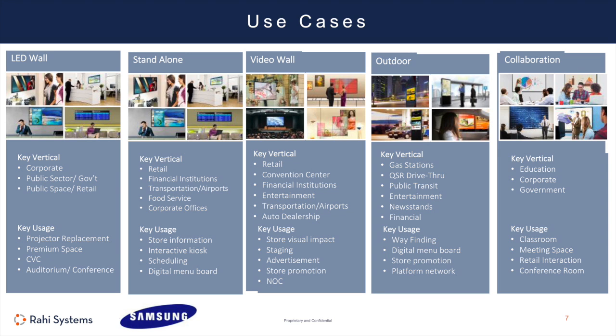Samsung makes a number of outdoor products, and we find those in verticals such as gas station, quick service restaurant and drive-through, public transit, entertainment, newsstands, and again, financial institutions. A lot of the different usages include wayfinding, digital menu boards, again, store promotions, and even network platforms. And lastly, we have technology that can be used in collaboration environments such as education, corporate, and government, and the usages such as classrooms and meeting spaces, anywhere you're teaching, retail interaction, and conference rooms.